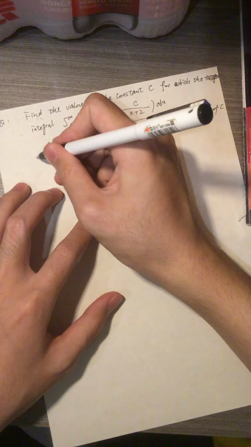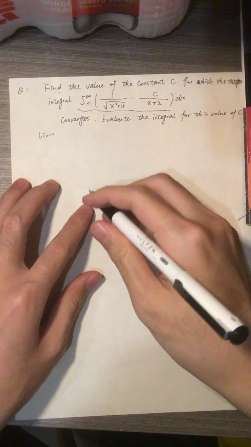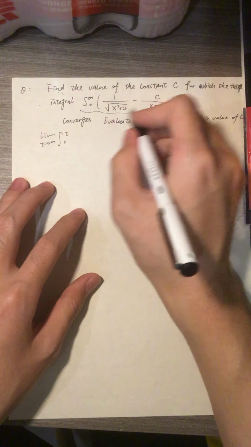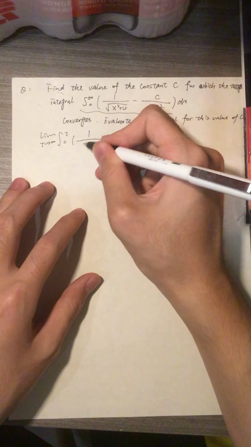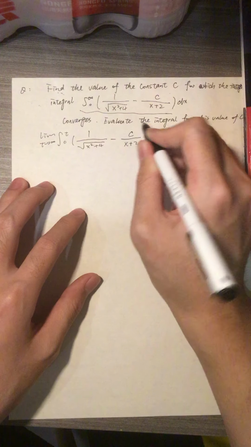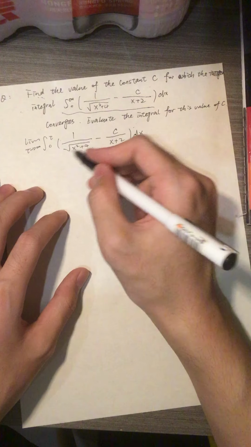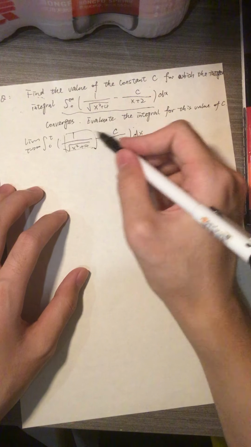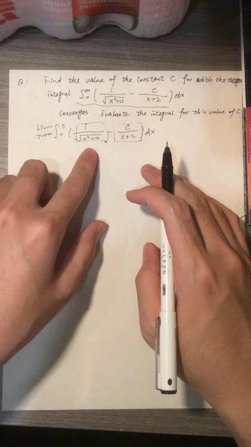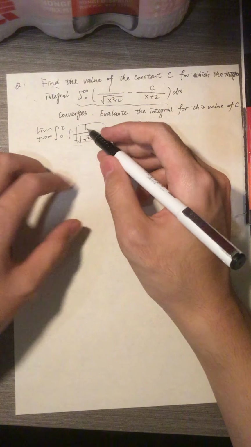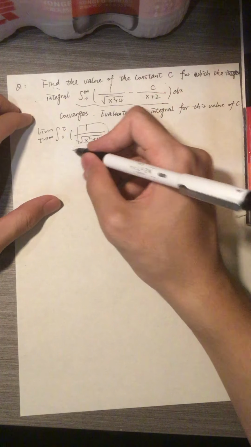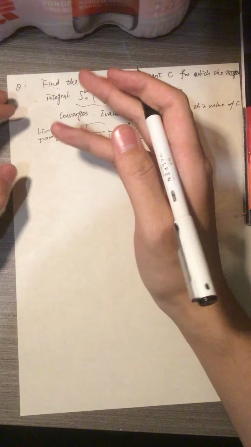So we need to rewrite it first as the limit. Take the limit as t goes to infinity of the integral from 0 to t, and we copy the terms here, which is 1 over the square root of x squared plus 4 minus c over x plus 2 dx. And then there are two terms in this integral. Here is the first one, here is the second, and it's clear that the second one is easier for us to calculate. So we concentrate on the first term here, and we first think about the indefinite integral of this term, because it is easier for us.